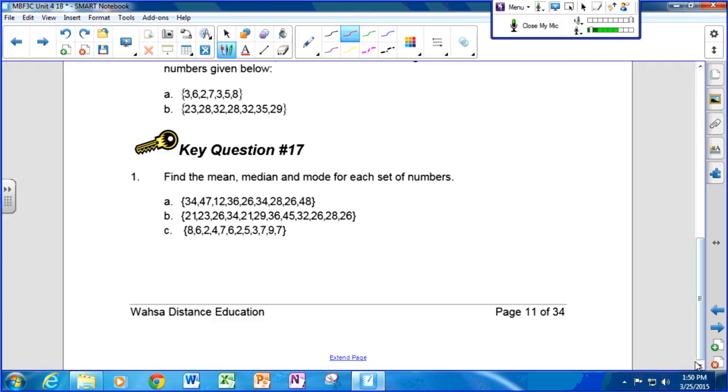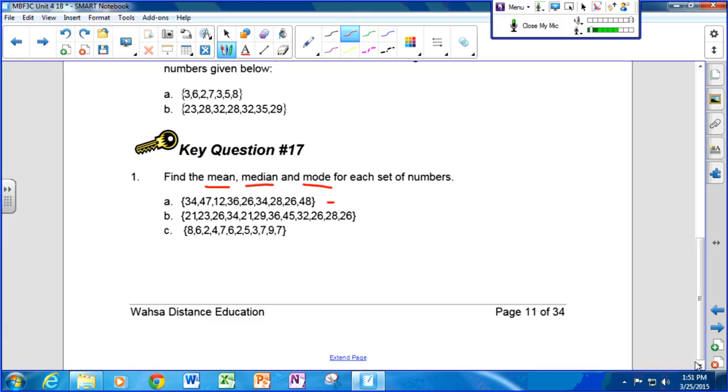So the first one, the key question, we're going to do the mean, the median, and the mode for each set of numbers. So I think your strategy here is almost certainly going to be to sort them in numerical order. You can add them up, divide by the number of items in the set. That's your mean. Your median is your middle number, or the average of your middle two numbers if it's an even set, and then your mode, your most frequently seen value, and that's where sorting it will really help you. Okay, maybe there's one mode.